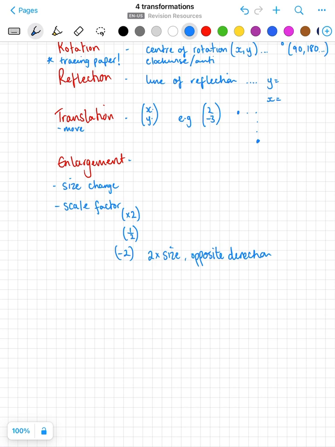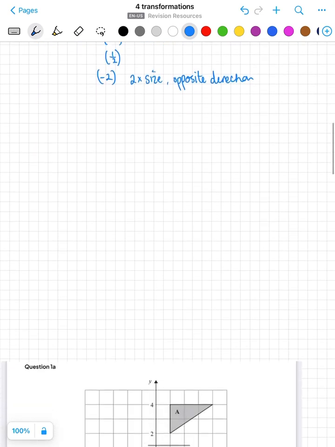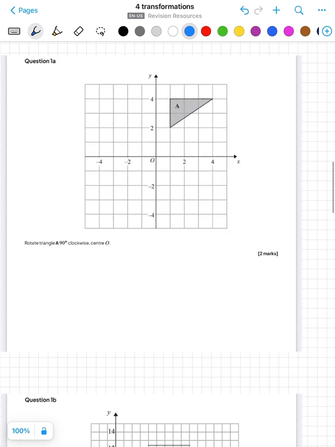If you're asked to describe an enlargement, we would say an enlargement by scale factor, whatever it may be, you work that out. And you also have to find the point of the centre of enlargement. And you'd write that as a coordinate. So this is the wording you need to be able to describe a particular transformation. Now looking at example questions.